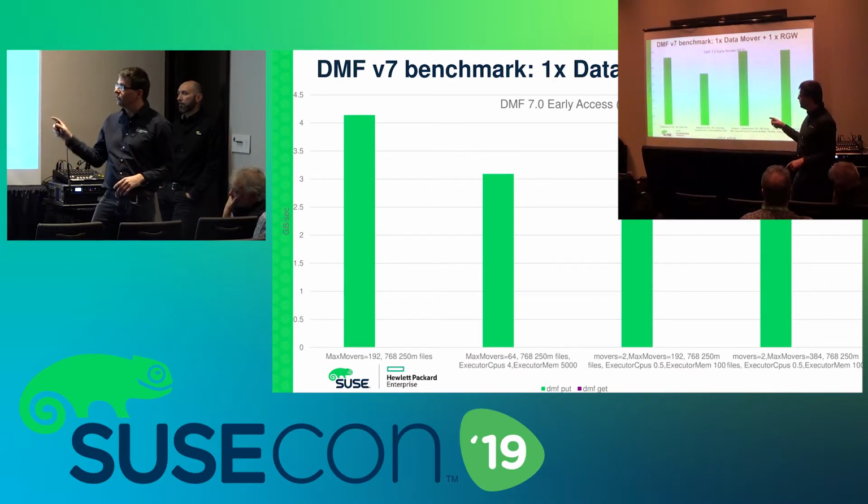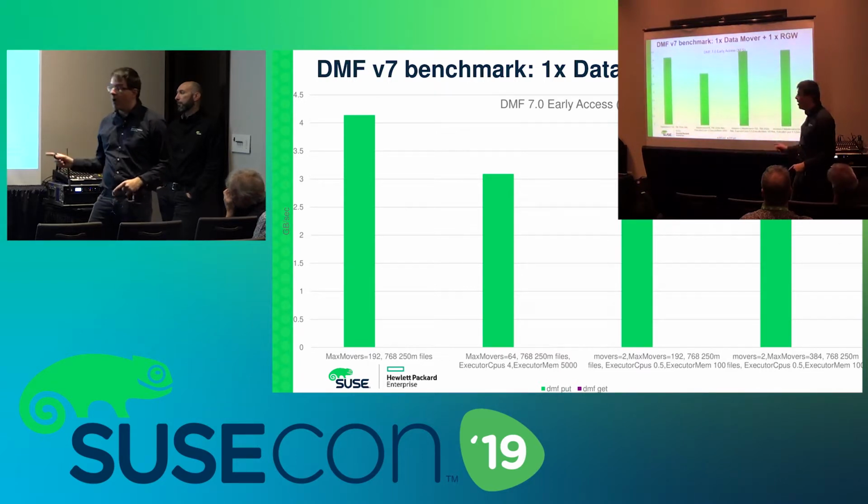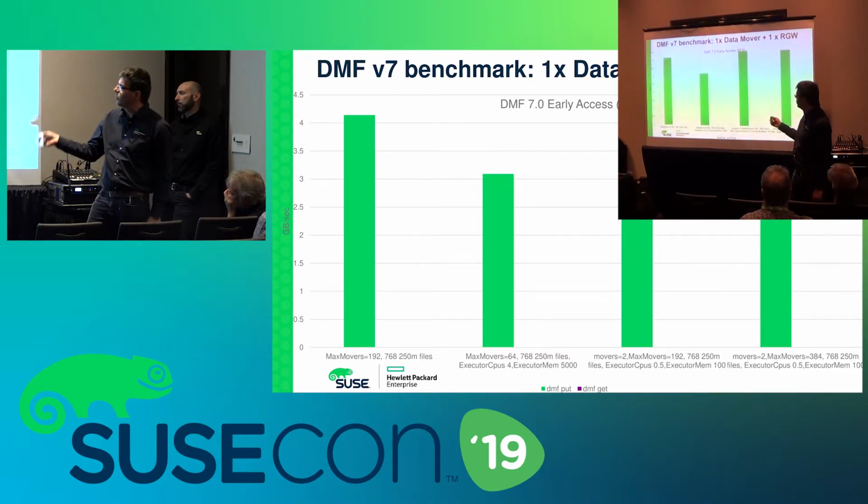Interestingly enough, with DMF version 7, which is the one we were interested in, we're not that good, okay? With 2 gateways, we're around 4 gigabytes per second. I think at one point they changed that and they were able to achieve 2 times that. But that was basically the idea, okay?